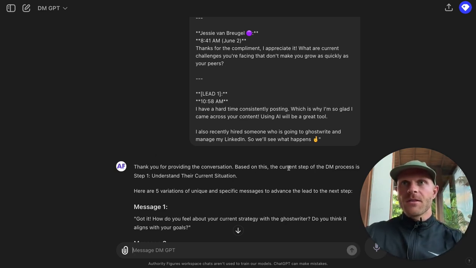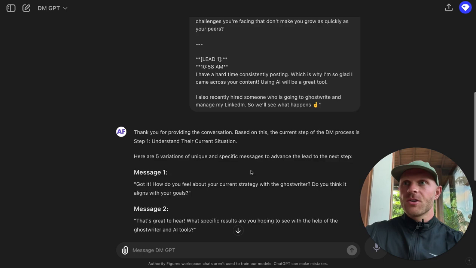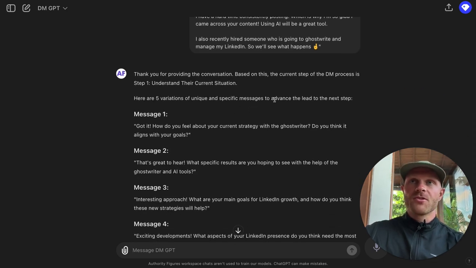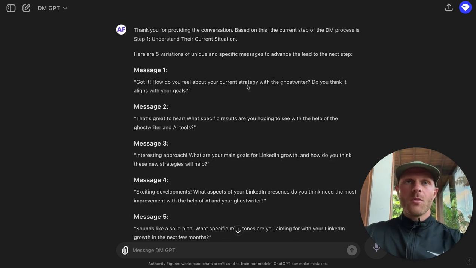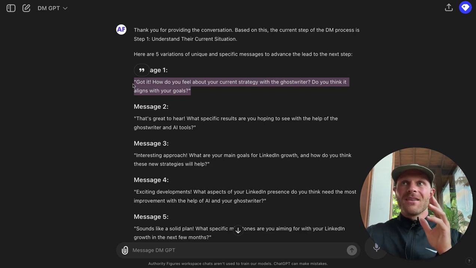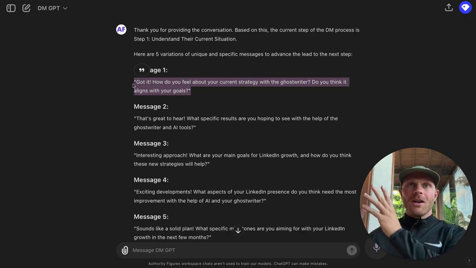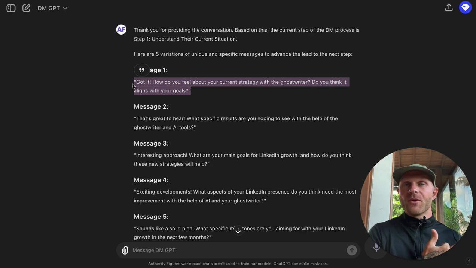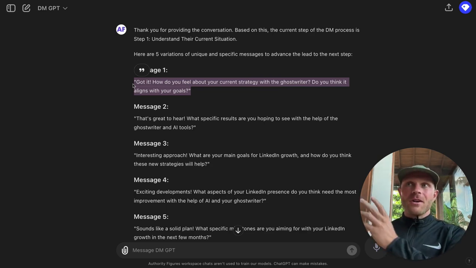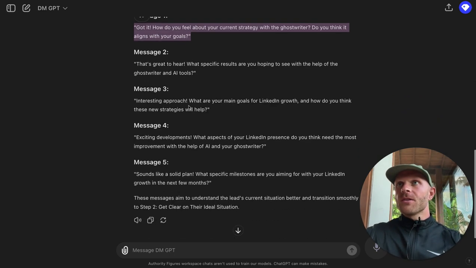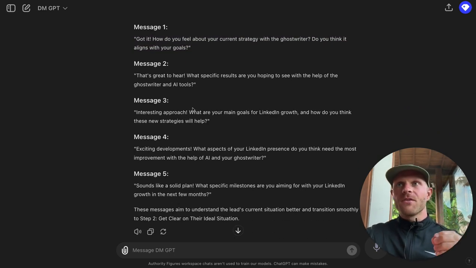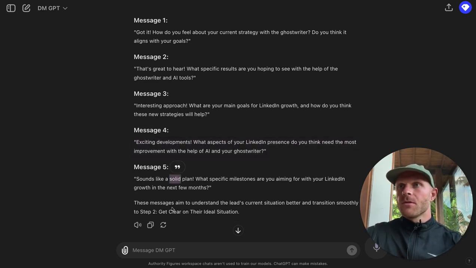Based on this, the current step of the DM process is understanding their current situation. Here are 5 variations of unique and specific messages to advance the lead to the next step. What it always does, like in these replies, is that the tone of voice is somewhat similar to the lead's tone of voice and messaging, but there is a core foundation of our tone of voice. So we're not going to copy the lead's tone of voice extremely, but there is some overlap. As you can see, we got 5 variations of messages we can send to advance this lead from step 1 to step 2 in the DM process. Very good. These messages aim to understand the lead's current situation and trends.